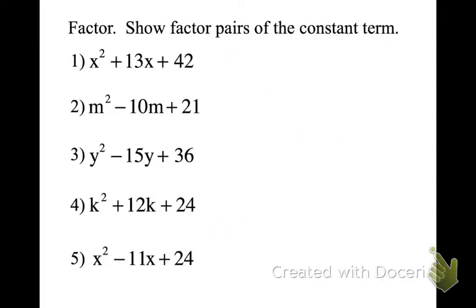All right, let's go. We're doing more. We're doing the same thing. Okay, pause the recording and let's check our work.